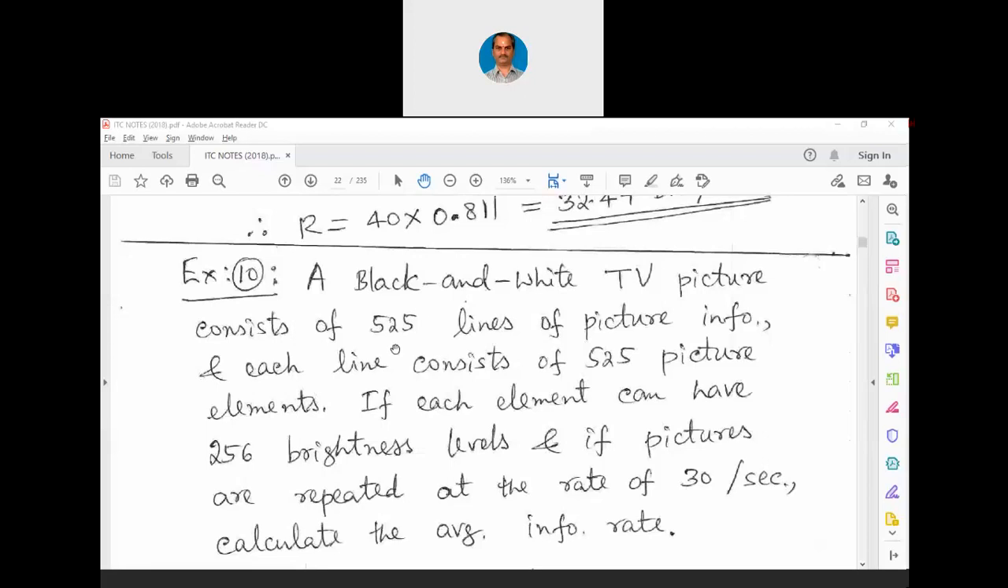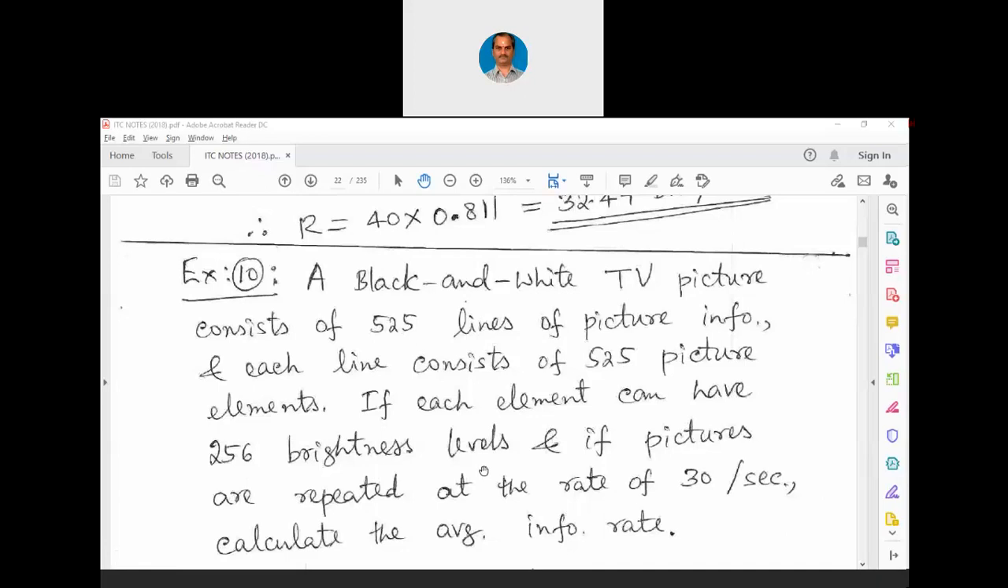So here a black and white television picture consists of 525 lines of picture information. Each line consists of 525 picture elements. That means 525 pixels are the columns and 525 lines on the screen. In total it is 525 into 525 pixels on the television screen. Now each element can have 256 brightness levels. Means each pixel on the TV can have 256 brightness levels.